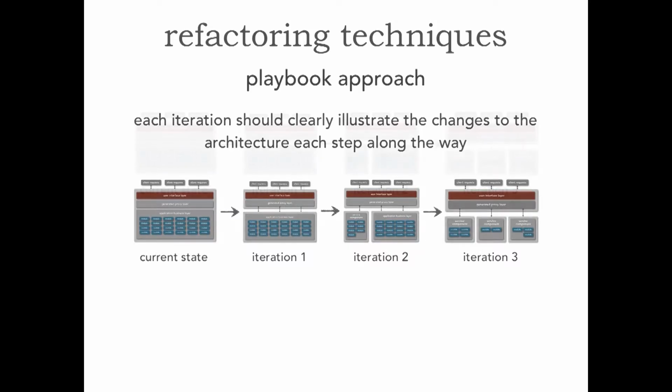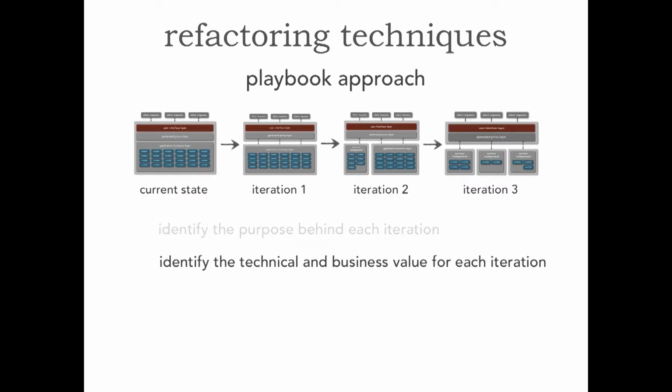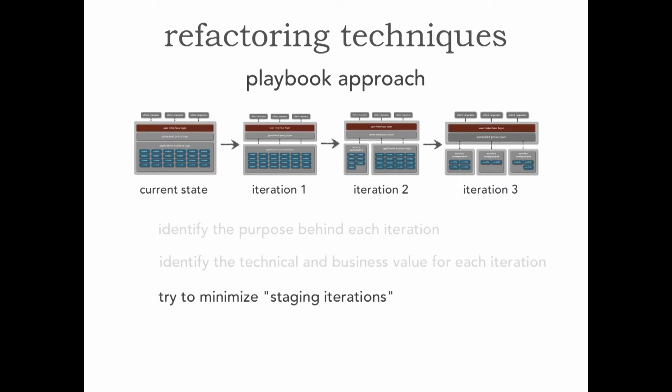Okay. Now, within the playbook approach, a couple of things. First, you definitely want to identify the purpose behind each of these iterations. And secondly, be able to identify the business and technical value achieved at each step along the way in each iteration. Now, one of the tips is to try to minimize what I call staging iterations.